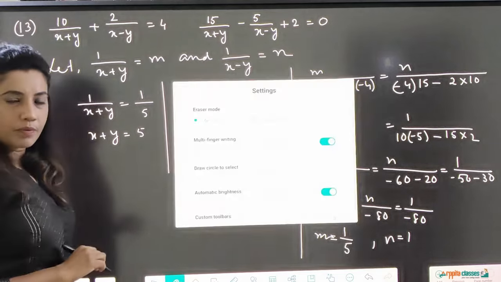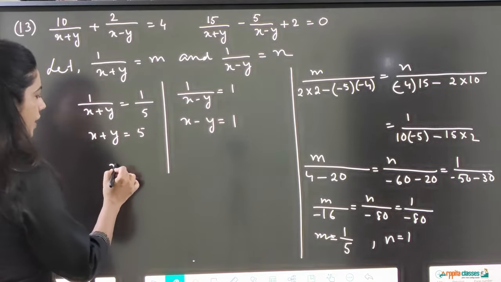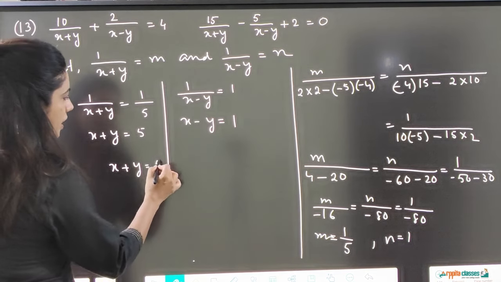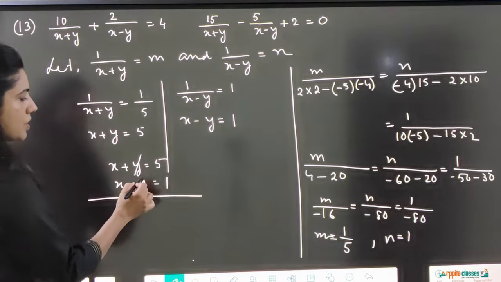Now these two equations you have to solve. You can again use the cross multiplication method or the elimination method. Here I will be using the elimination method. x plus y is 5, x minus y is 1. So you add the two equations.